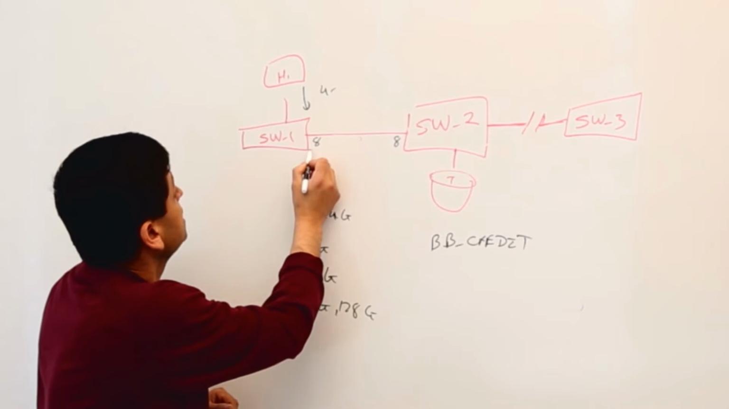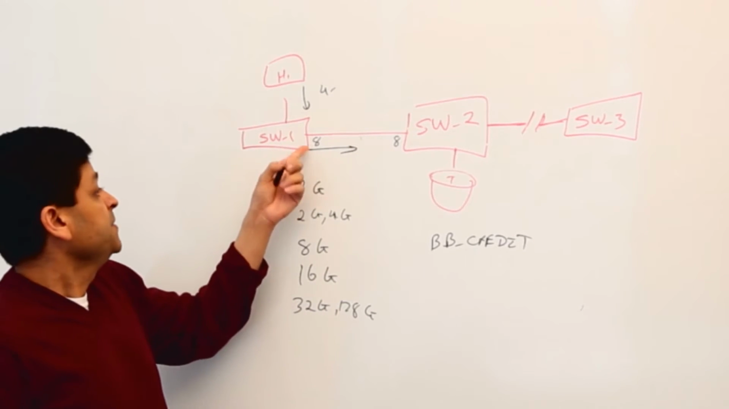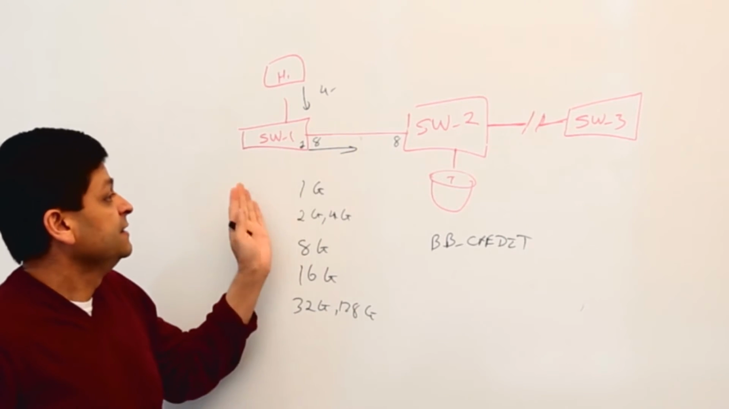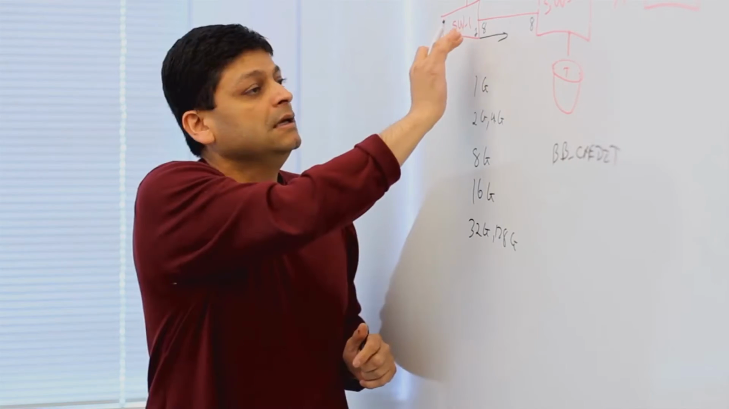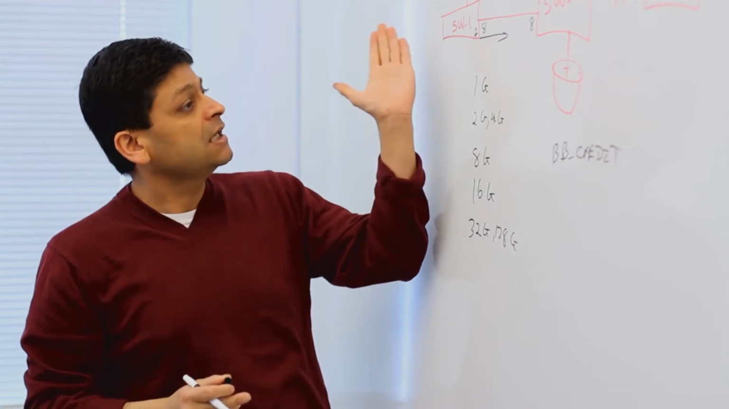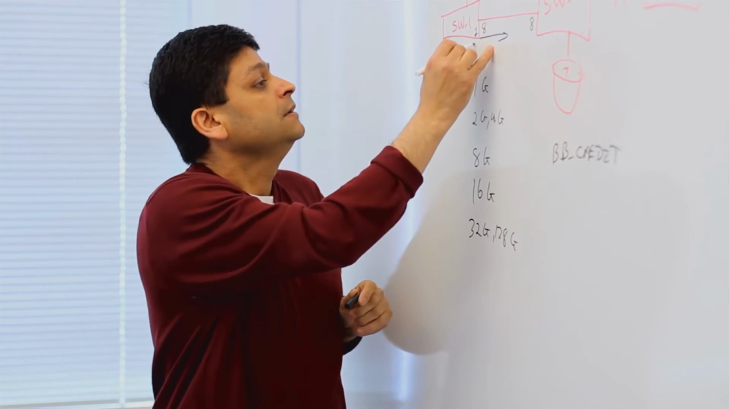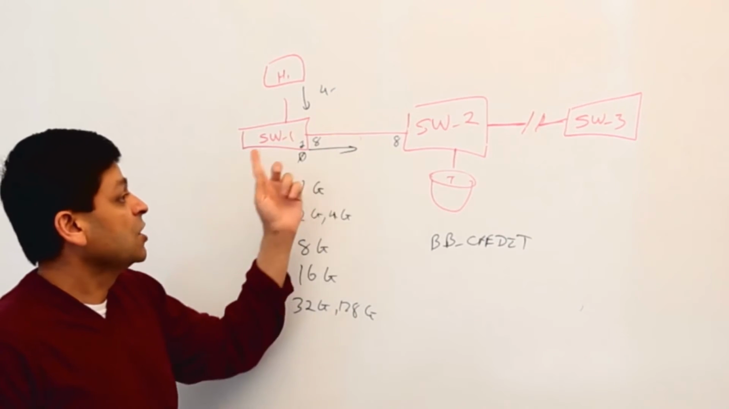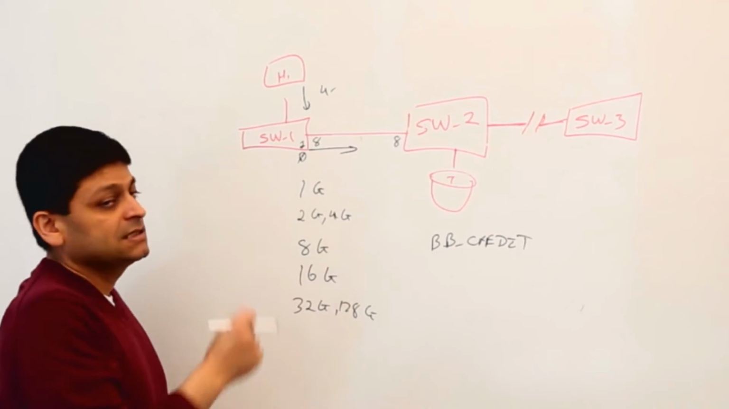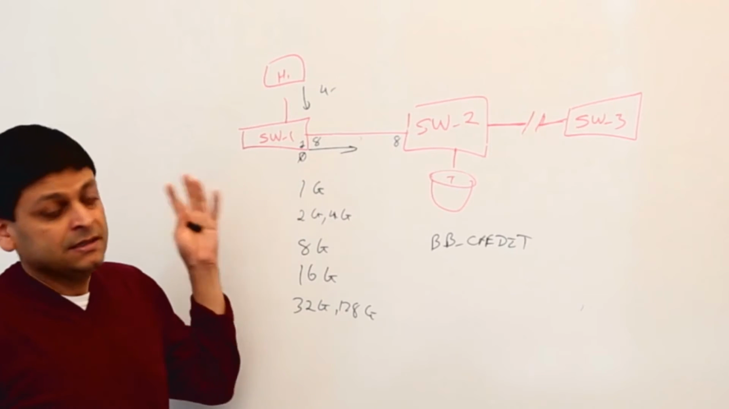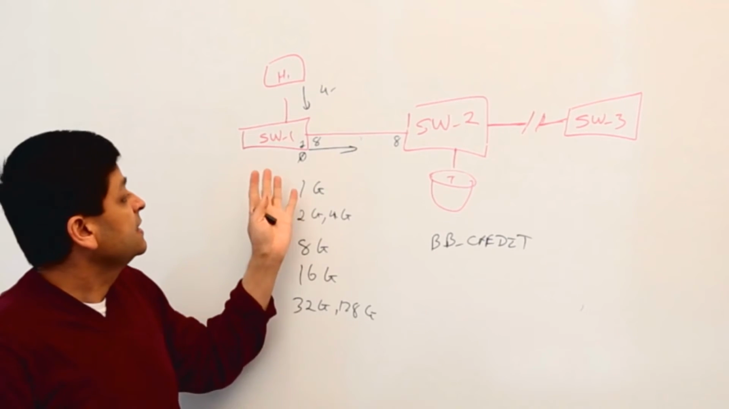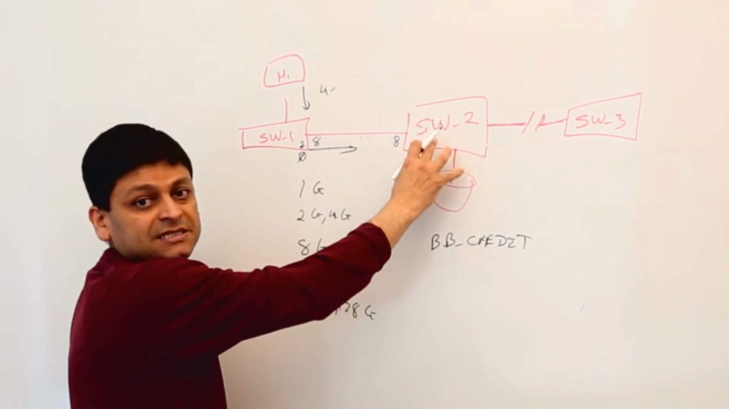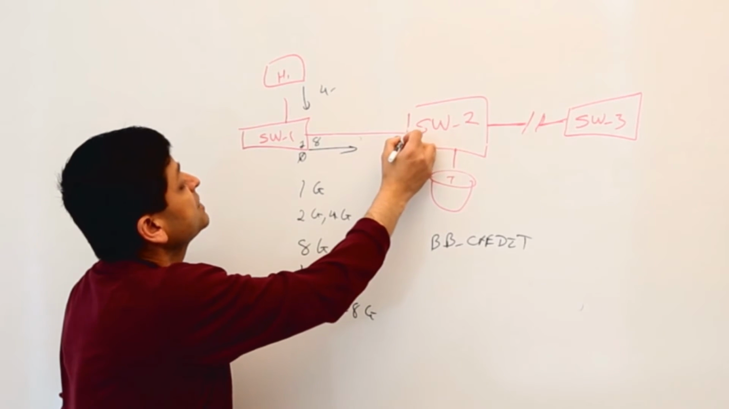Whenever this switch sends a frame, he will decrement his BB credit by 1. So now he has 7 frames that he can send. That way, on this link, he will continue to send frames until the credit becomes 0, and then he will stop. Until this credit becomes 1, this link will not be used. It will be stopped. That guarantees that unless the receiver has a way to receive, I cannot send anything.